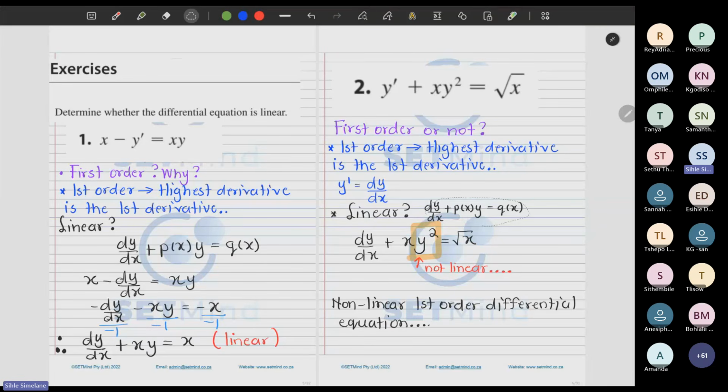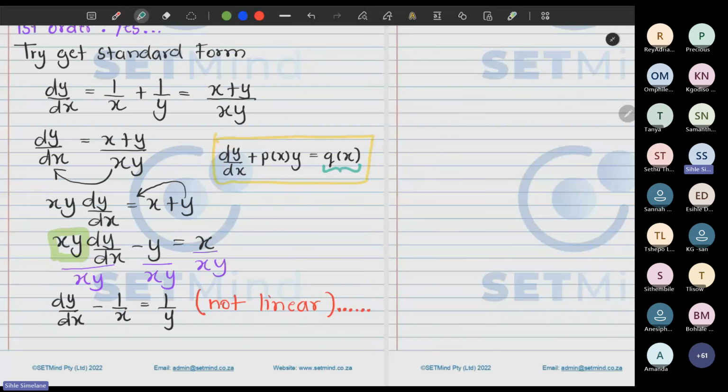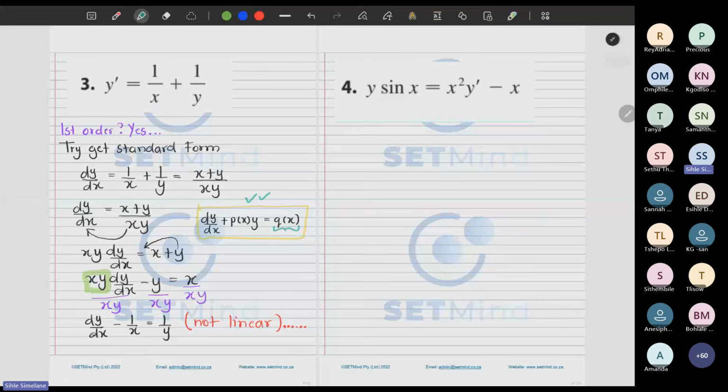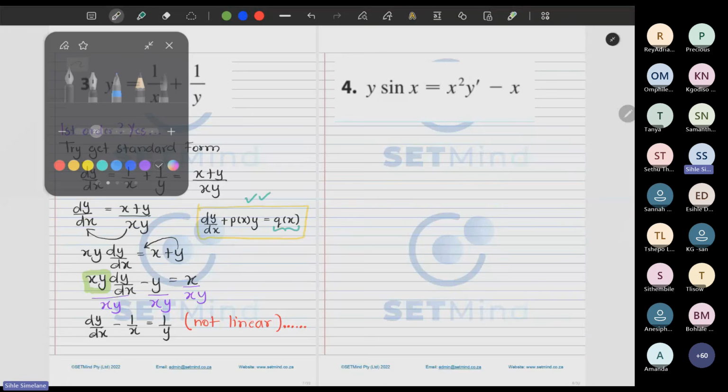And I need you to learn to look carefully at what is happening, okay? So if you look at our standard form here, you will see that we don't want to have y anywhere else except just y here. We have 1 over y there. So even if we do manipulation, it is not going to check out to be something like this. So this is not linear, but it is a first order differential equation. Okay, so it's a nonlinear first order differential equation.